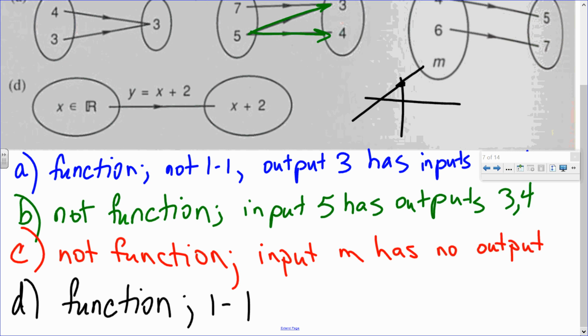Questions? Oh. Yeah, you could have a circle rule. You could or you could have a parabola rule. It would be a function, but not one-to-one. That's probably what you'd see more at this level. Y equals x squared, and it would be a function, but it would not be one-to-one.